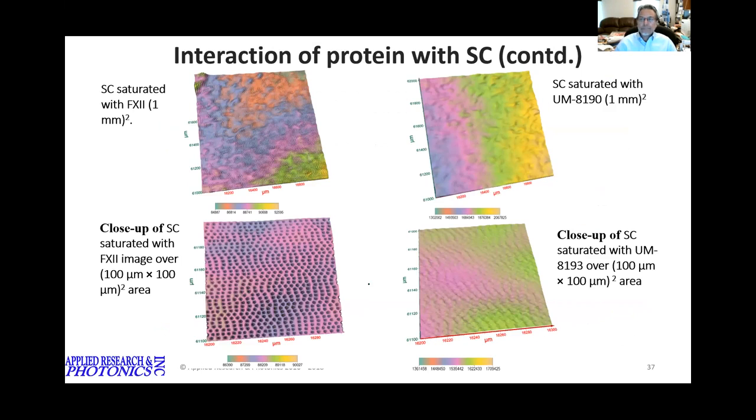So now, the upper left is the protein which they call factor 12. This protein helps coagulation of blood, so that's where the interest is. In this image on the upper left corner, the stratum corneum was saturated with factor 12. How we know it was saturated, because we took kinetics, and that data are not shown here. But the time-dependent change in the stratum corneum was recorded, and when the data saturated, we knew that all the factor 12 had saturated the whole stratum corneum.